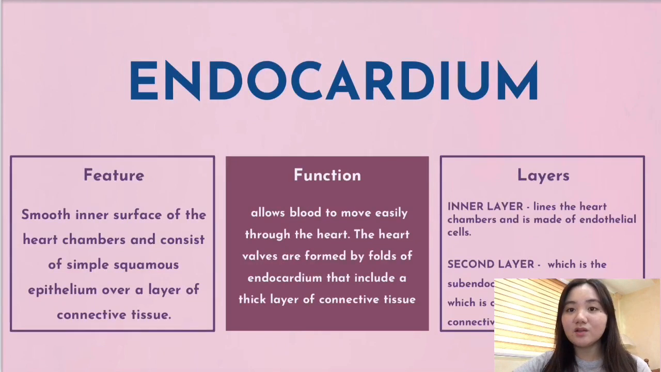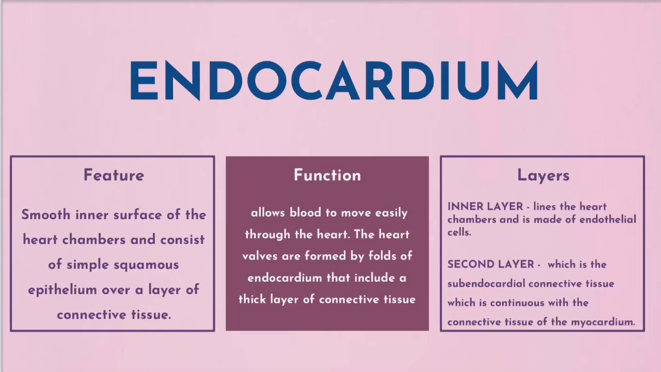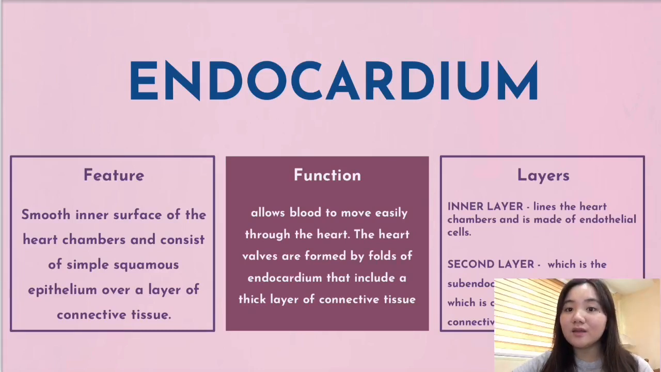It is the smooth inner surface of the heart chambers that consists of simple squamous epithelium over a layer of connective tissue. It allows blood to move easily through the heart, and the heart valves are formed by folds of the endocardium that include a thick layer of connective tissue. Its two layers are the inner layer, which lines the heart chambers and is made of endothelial cells, and the second layer, which is a subendocardial connective tissue that is continuous with the connective tissue of the myocardium. Note that the second layer is superior to the inner layer.